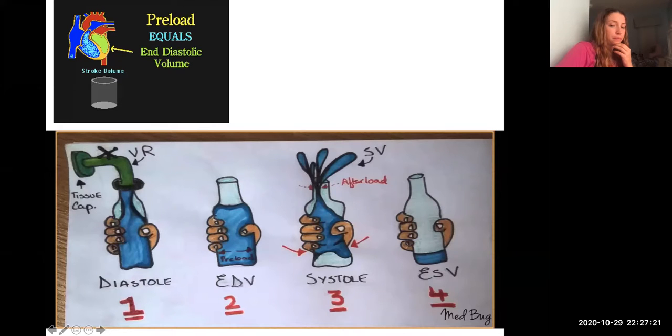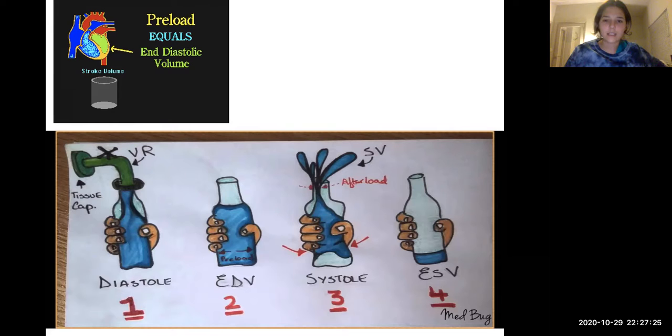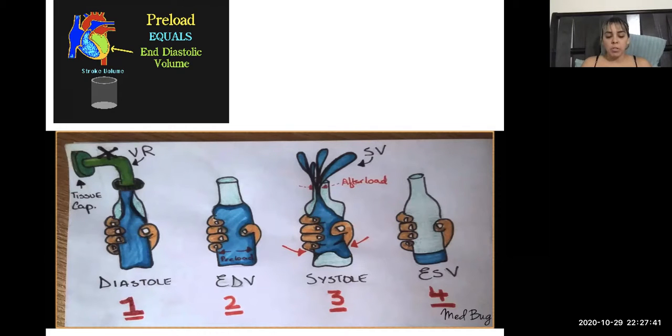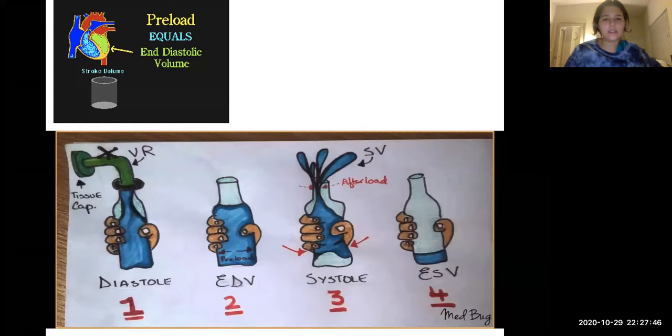Let me see. Someone should look it up. Preload is the initial stretching of the cardiac myocytes prior to contraction. It's the physical stretching of the cardiac myocytes, the muscle cells. Afterload is the pressure that the heart must work against to eject blood during systole. So preload is the initial stretching of the cardiac myocytes. Afterload is the force against which the heart has to contract to eject the blood.